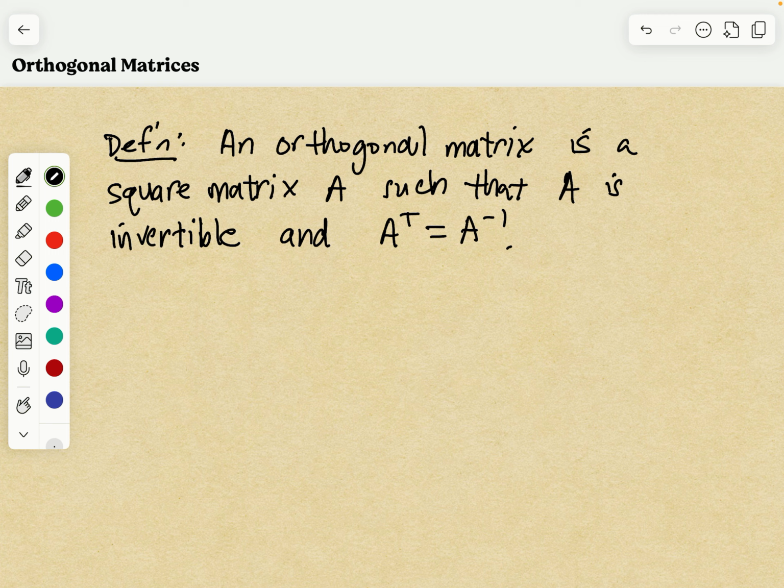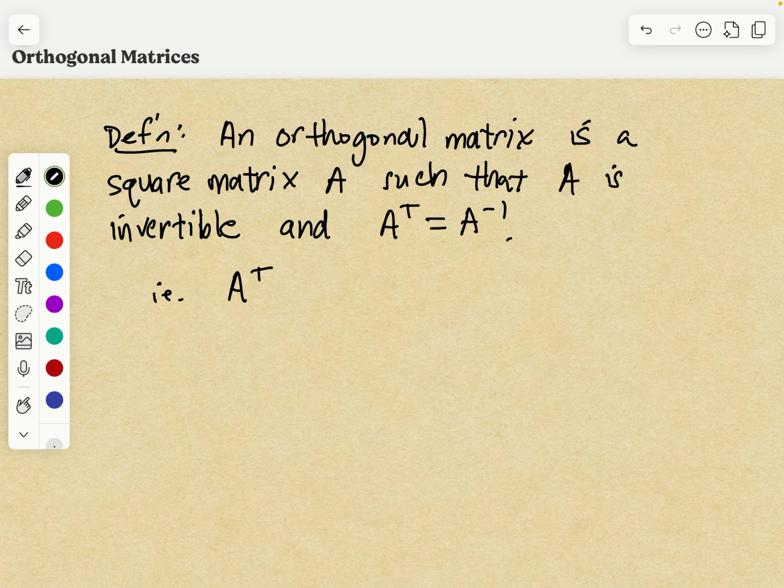So an orthogonal matrix is a square matrix that's invertible, and normally to find the inverse of a square matrix, it's a bit of a pain. You have to row reduce the matrix, but for an orthogonal matrix, you can just find the transpose. Well, if A transpose is equal to A inverse, then I can multiply both sides on the left and right by A, and I get A transpose A is the n by n identity matrix, and A times A transpose is the n by n identity matrix.